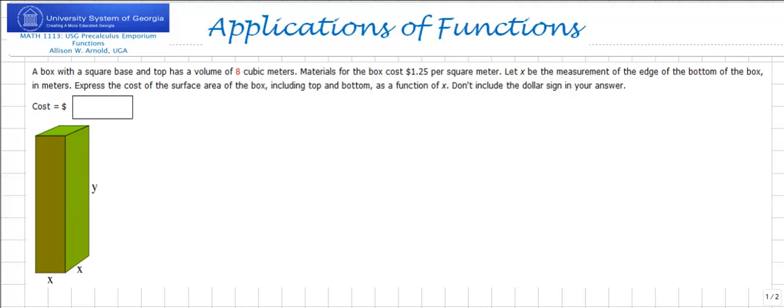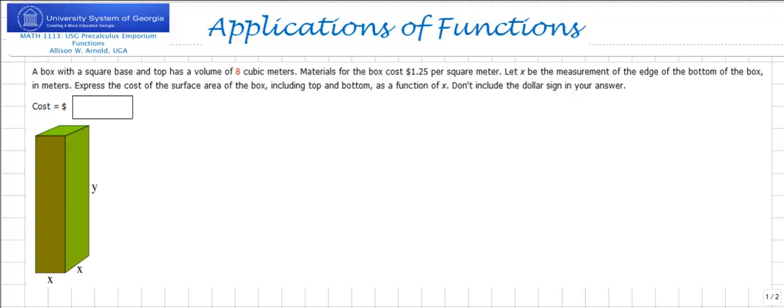Let's try another application that's a little more involved. The figure before you is a rectangular box with a square base. The base of the box has edge length x and the height of the box is y. The question at hand is the following.